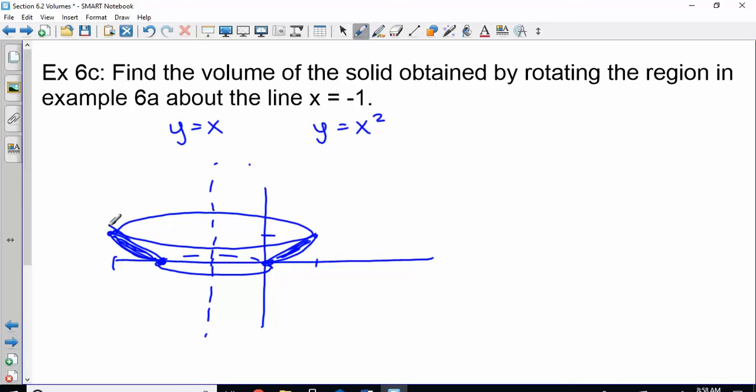In general, typically if you're rotating around a horizontal line, then usually you will integrate with respect to x because you'll be able to do vertical cross sections. If you are rotating around a vertical line, then most of the time we're going to end up integrating with respect to y. So we are going to integrate. If I'm looking at y, my lowest y value is 0, my highest y value is 1.